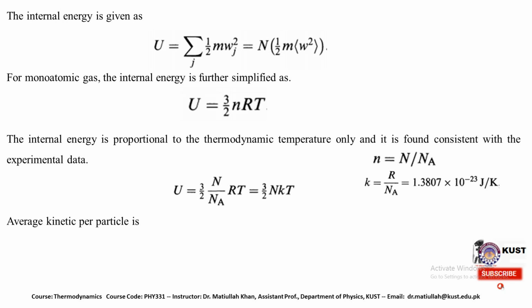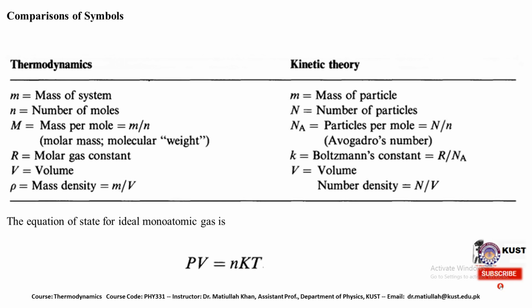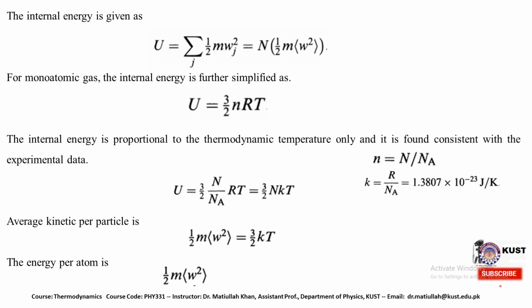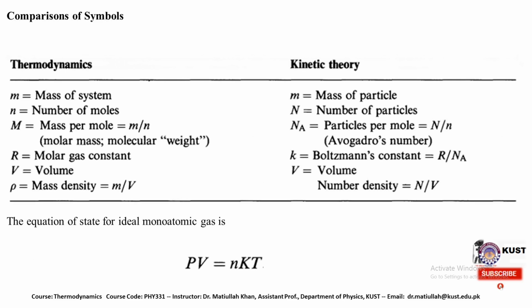The value is given as U equal to 3/2 N divided by N_A times RT, or that is equal to 3/2 NkT. So the average kinetic energy per particle, 1/2 m w squared average, is equal to 3/2 kT, and the energy per atom is equal to 1/2 m v squared average.